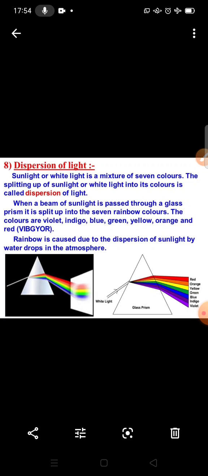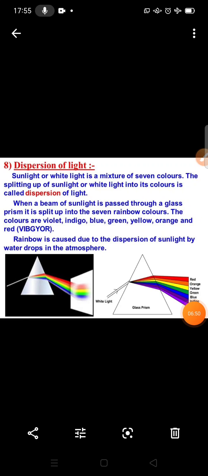You can also prepare a Newton disc. You can take a CD and move it with a battery. You can see there is a white color. So you can say that the white color is made up of seven colors, and when the seven colors are mixed together they form white. Okay, so I hope you understand this dispersion of light.